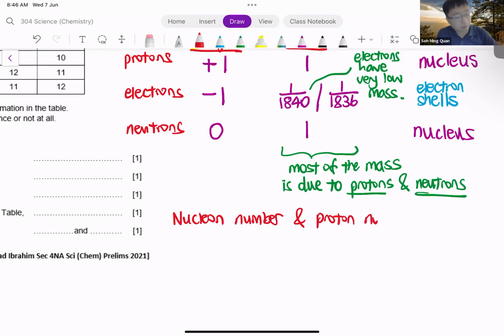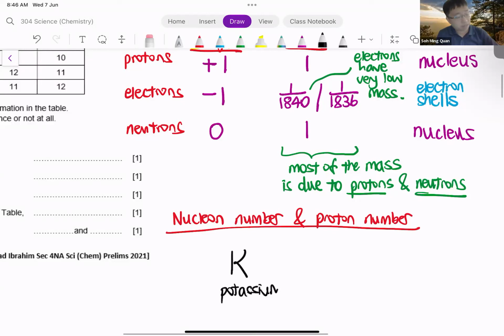Next is the concept of nucleon number and proton number. Take, for example, if I go to the periodic table and I find some element, this is an example, this is potassium, right? The potassium chemical symbol is K. And when you go to the periodic table to find potassium, you will find two numbers associated with it, 39 and 19, right?